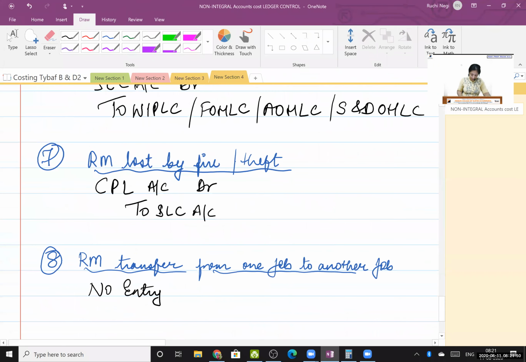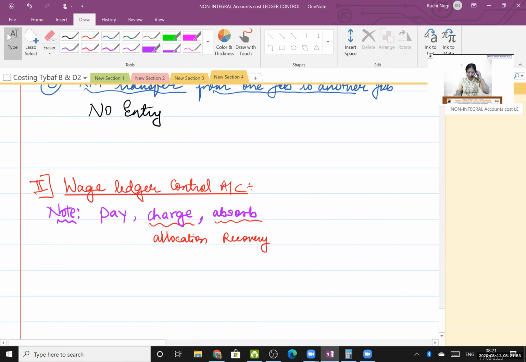So right now, be quick to do, okay? Second, wage ledger control account. You have done a chapter called overheads in your lower semesters. So this is the rule of overheads: pay, charge, and absorption. Absorption is also known as recovery.